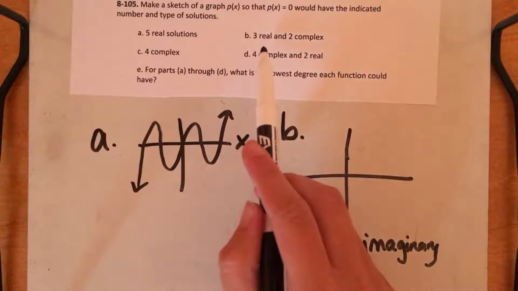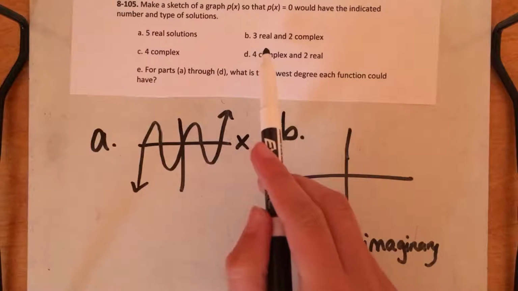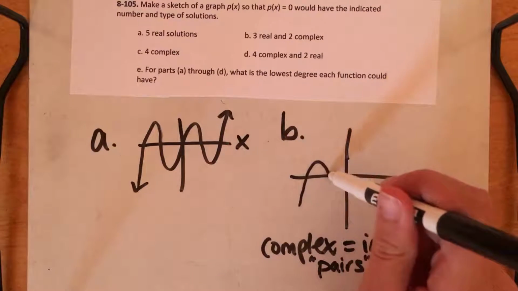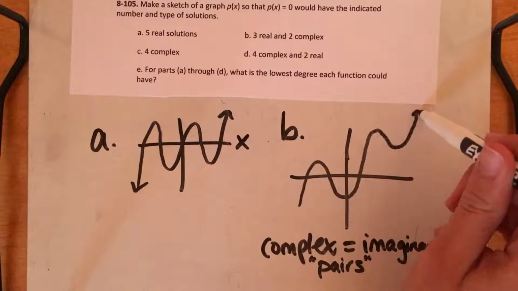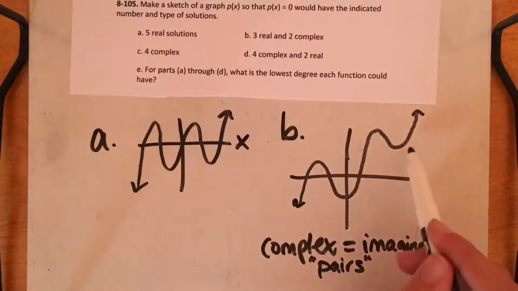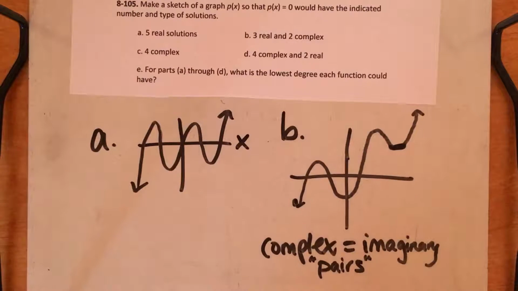So we want to have 3 real, so that means it crosses the axis 3 times. So 1, 2, 3, and then our complex is actually this little dip down right here. So this is the location of the 2 complex roots. Even though it's in one location, the roots are in pairs, so we count it as 2 complex roots.